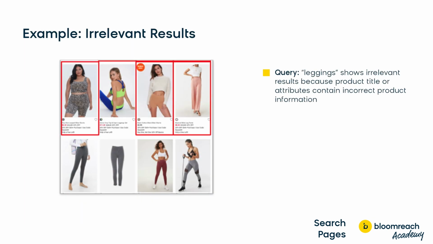So here we have an example of irrelevant results. These were results that were returned for the query leggings. And you can see in some of these cases, pants and shorts are also being returned in the search results. And the reason for this is certain attributes in the feed were indexed for search, but they obviously contained incorrect information, or they had a lot of noise in the results, which caused the search results to be partially irrelevant.